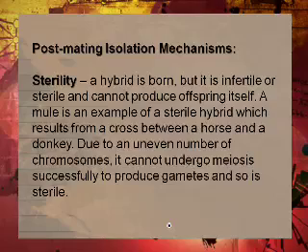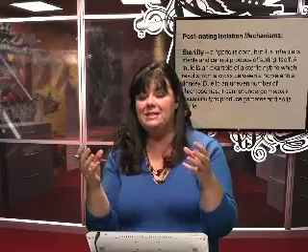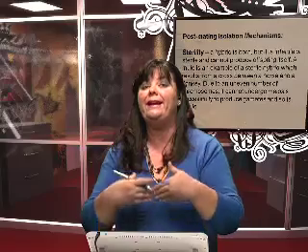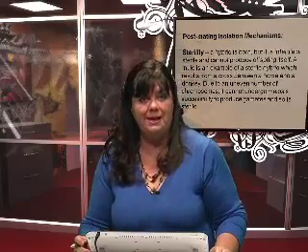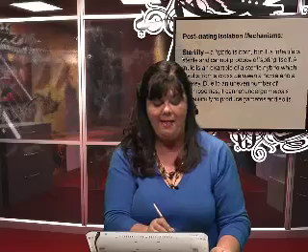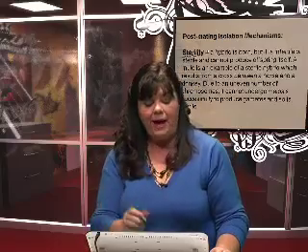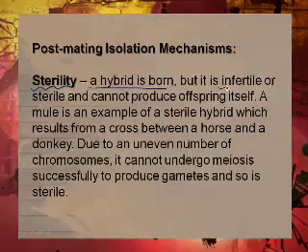Let's say that the two gametes got together and that fertilization did take place and that there was no mortality of that zygote. Well, then another post-mating isolation mechanism is put in place, and that is sterility. The hybrid is born, but it's infertile or sterile, and it cannot produce offspring itself. A mule is an example of a sterile hybrid, which results from a cross between a horse and a donkey.